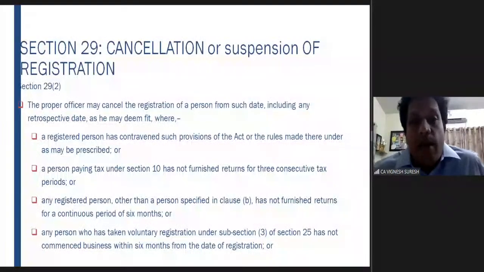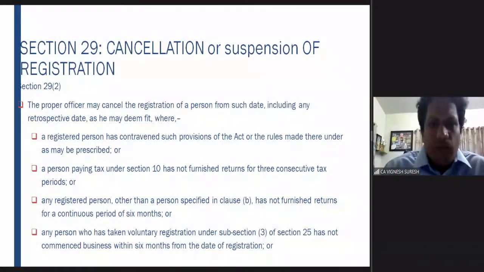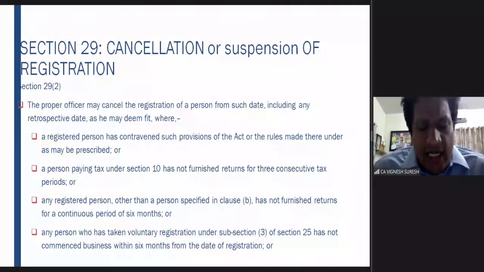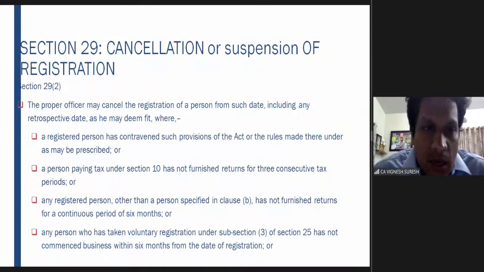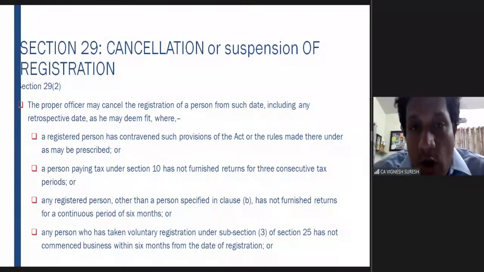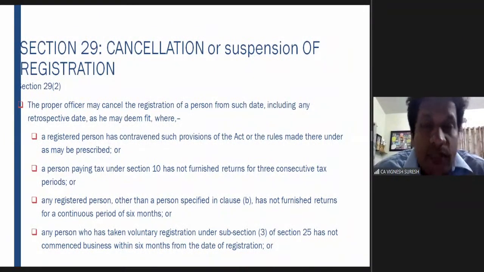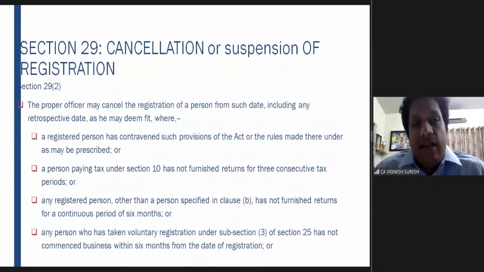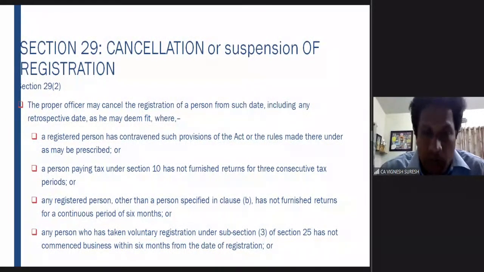Okay. So now we come back to section 29 subsection 2. In 29 subsection 1, we saw voluntary cancellation, that is, cases where the person applies for cancellation on his own whenever there are circumstances which warrant it. But sometimes the proper officer may also cancel the registration of that person. In what cases the proper officer will cancel the registration is given in 29 subsection 2.